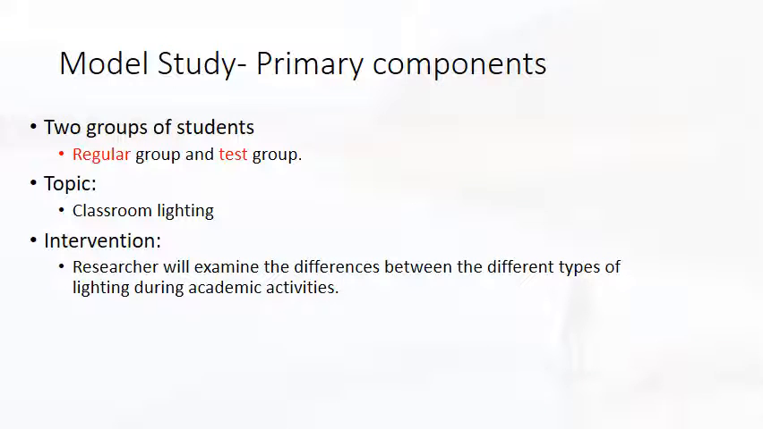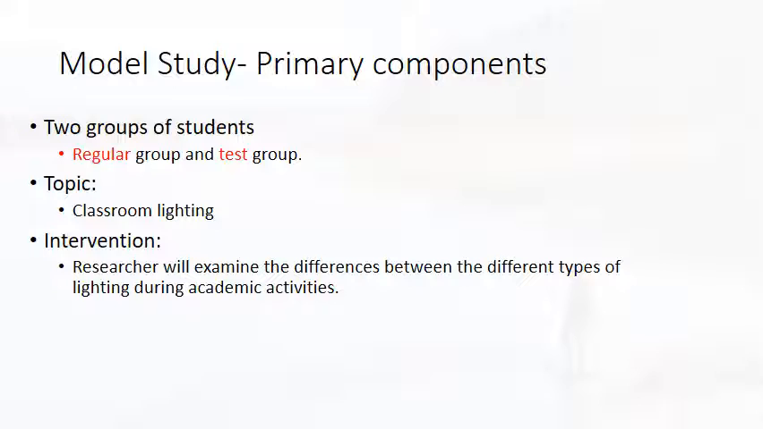Let's continue that thinking here with some primary components of my model study. And remember, this is a fast forwarded slide, so in my head I know that I'm going to have two groups. I'm going to have a regular group of students and a test group of students. Gotta test out something, right? I gotta try something. That idea, the topic there, the classroom lighting, think back a second. What does that represent? The classroom lighting, and I'm just going to think out loud here. Classroom lighting is demonstrating something that has to do with the classroom environment.